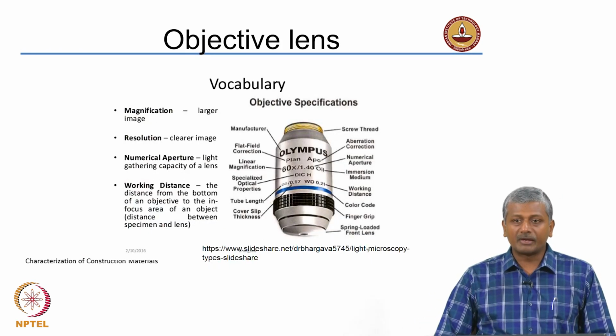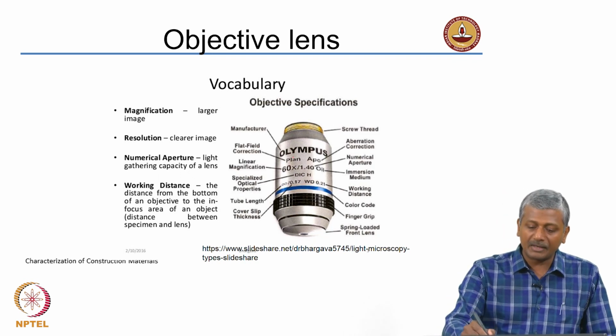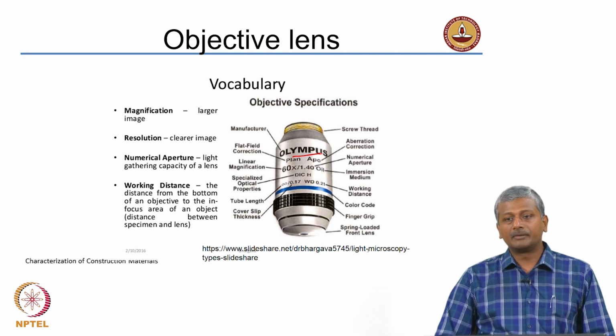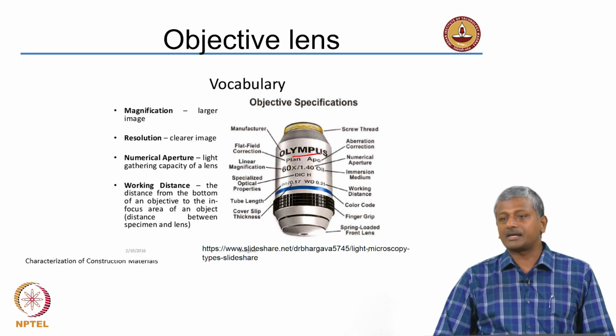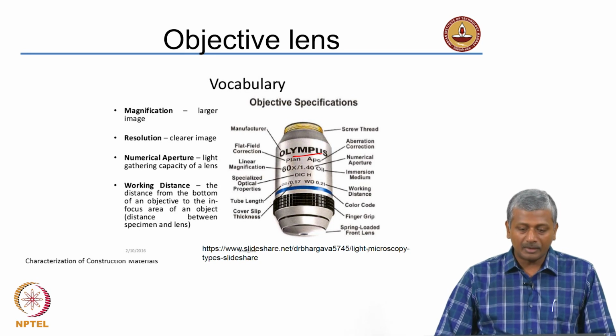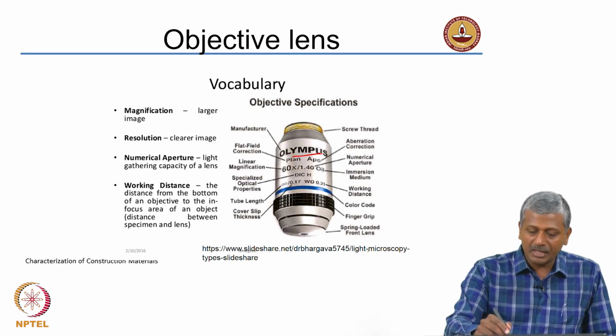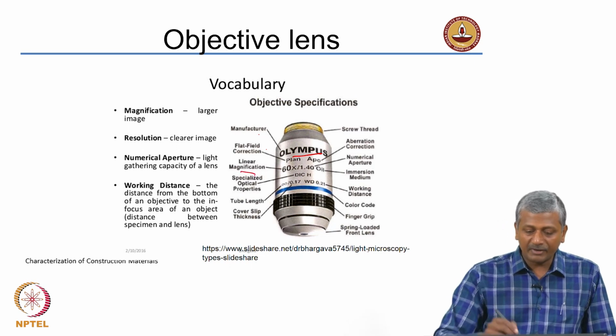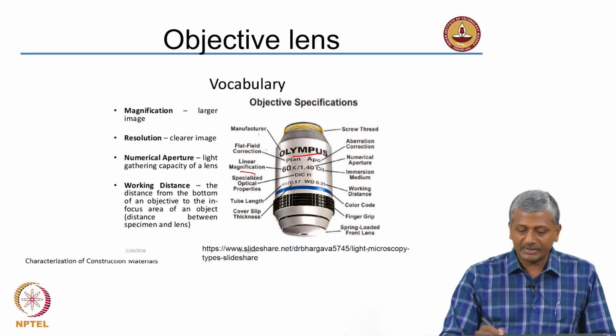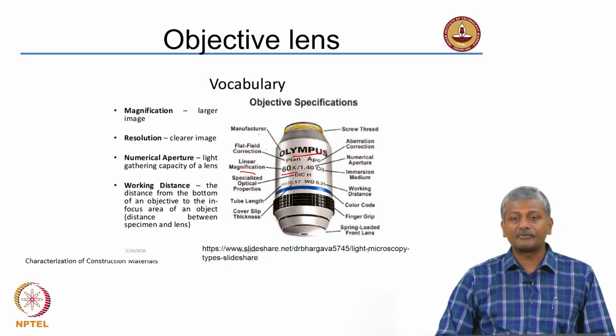So, again, just to give you a closer view of an objective lens, this is what it looks like. Of course, Olympus is the name of a company that manufactures microscopes and lenses, they are very well known. The other famous company includes Carl Zeiss, which is a very common instrument that you see in many laboratories. So, again, the manufacturer's name is given, you have a flat field correction, then you have a linear magnification, how much it is capable of. For example, this lens is capable of 60 times magnification, 60x.